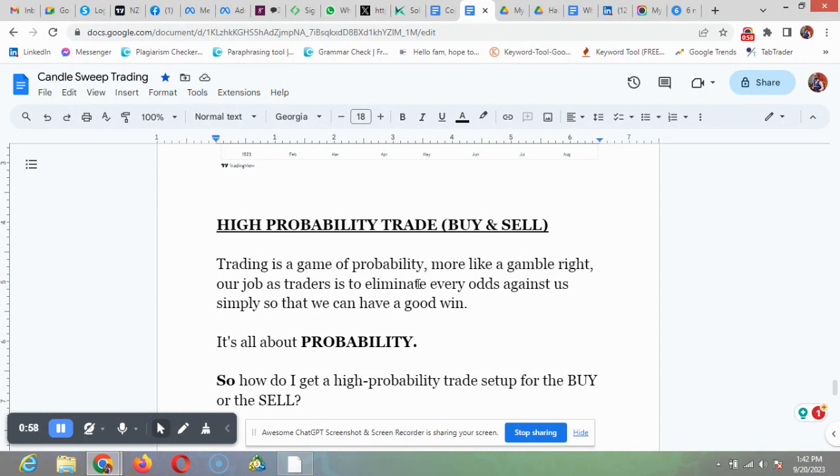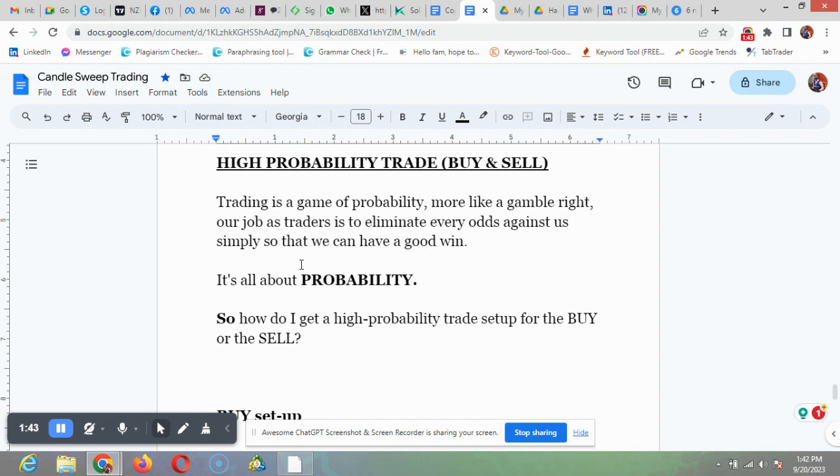Now, what do I mean by all of this? In trading, we are all forecasting, we are all assuming, we are all predicting, all right? However, we have tools that we use to make these predictions and assessments and forecasts. So it's all about probability when it comes to trading. Our job as traders is to clearly take out all the odds that would make each and every trade not go in our favor. Why? Because it is all about probability. Nothing in the market is guaranteed.